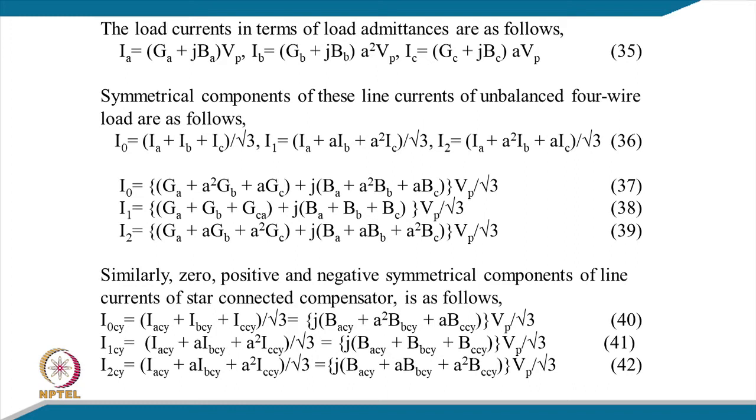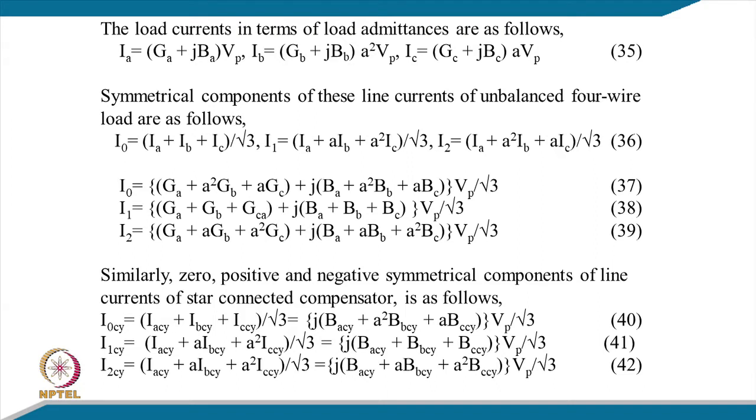I0CY is equal to, typically in terms of compensator current, (IACY + IBCY + ICCY) divided by root 3. And we can keep the value of these compensators because compensators are lossless, that is why it is represented only in terms of susceptances. So, j can be taken out. So, it will be (BACY + BBCY + BCCY) with Vp divided by root 3.